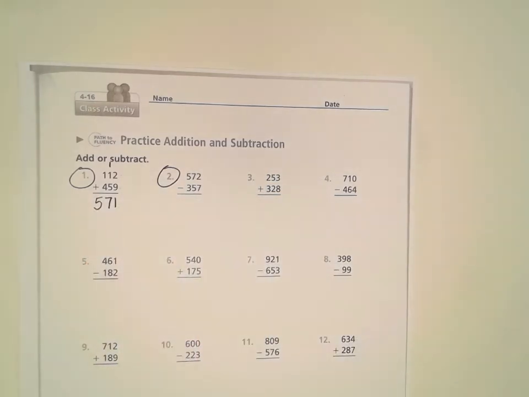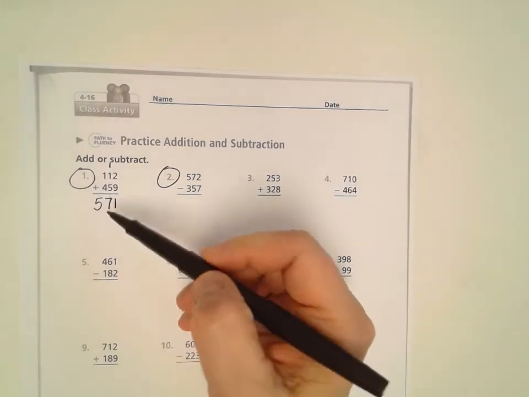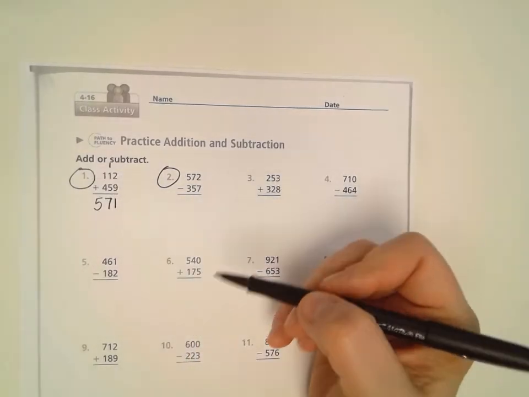And so sometimes we have to be careful. We want to make sure that we are regrouping when we need to, but not automatically. So there was just 7. It wasn't 17, so we didn't need to regroup there. Make sure that you're not regrouping unnecessarily.